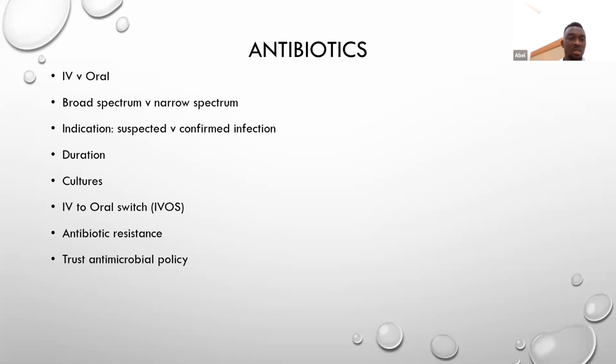So indication, it can be suspected or confirmed infection. For antibiotics, electronic prescribing sometimes comes with indications. Some trusts are trying to incorporate that into their prescribing systems, so that pharmacy can know why they're prescribing it, and all the doctors can also know why you've prescribed a medication. I think that's really important. So duration is also important.